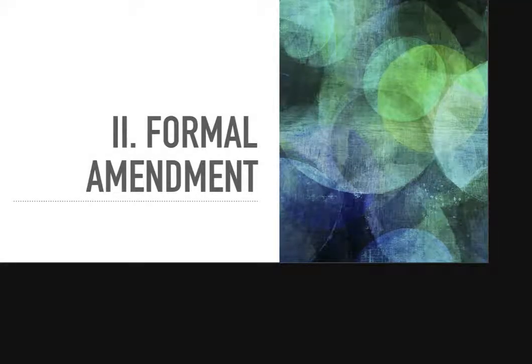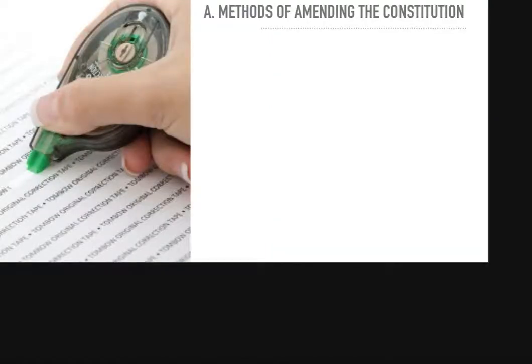So let's talk about the formal amendment process. And I'm going to cut this down just a little bit. The formal amendment process, according to the Constitution, actually has 4 methods that we could amend the Constitution. So my notes have all 4 of those. If you want to read through all of them, you're welcome to. I'm just going to touch base on the major ways that they are amended.